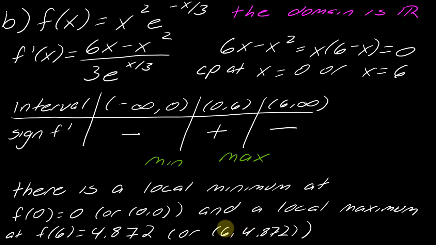So I have a local maximum occurring at the point 6, 4.872. If you want to think about it from a functional standpoint, you're plugging 6 back into the original function, not into the derivative, because this whole thing is about categorizing behavior of the original function. So you're ultimately not trying to just put it into the derivative.